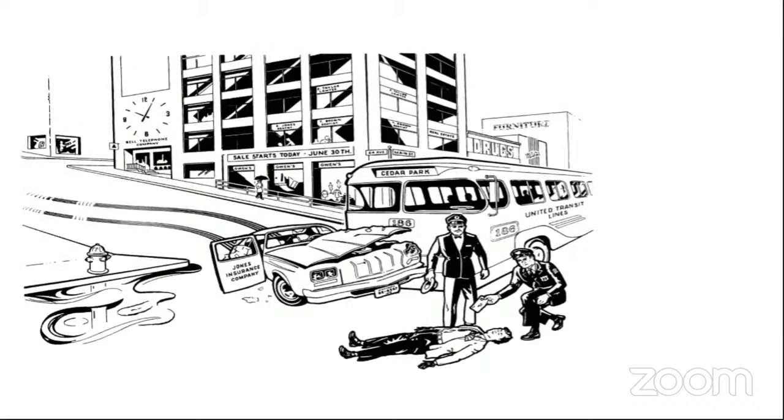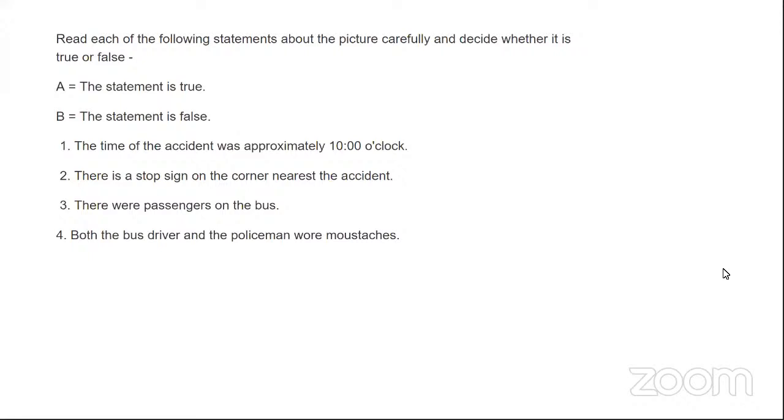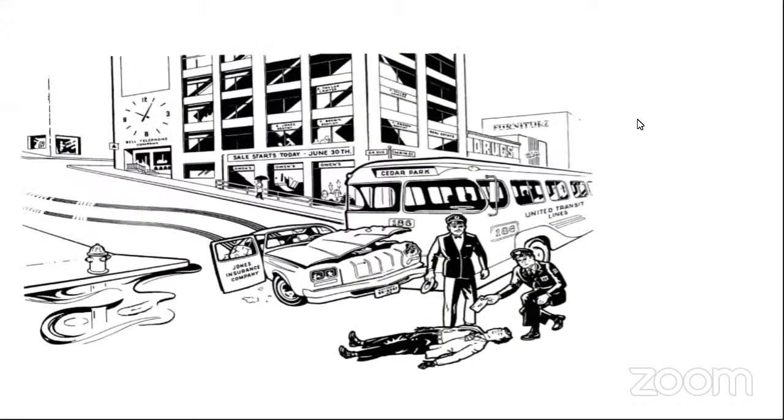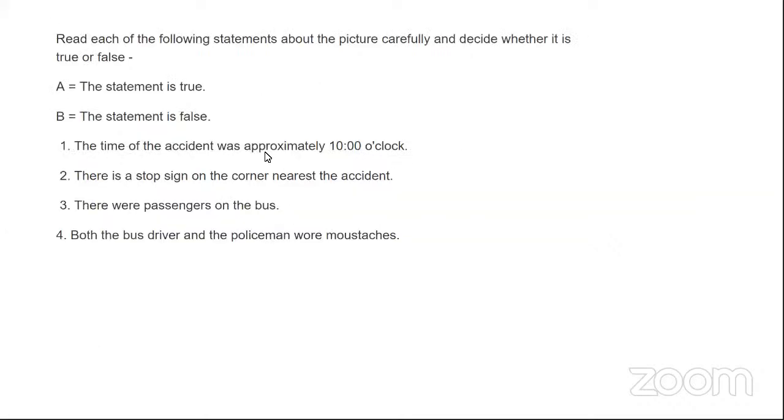Going back to the picture. Drugstore. Telephone company is there, but no telephone booth. And then there is the fire hydrant. There are passengers on the bus. Approximate time of the accident. And then mustache. All right. 10 o'clock, no? Then it is 10:05. Approximate. They said approximately. The time of the accident was approximately 10 o'clock.